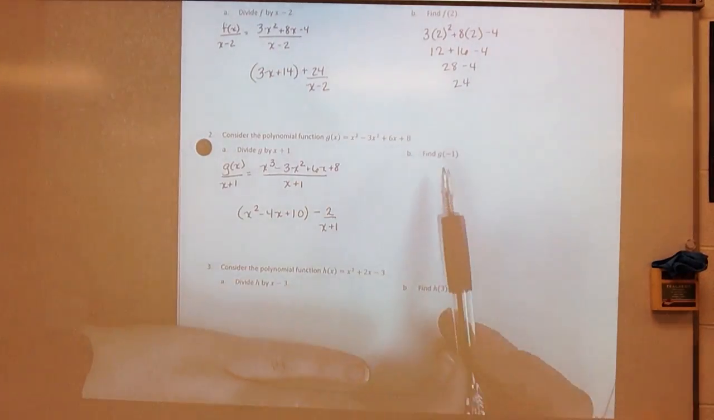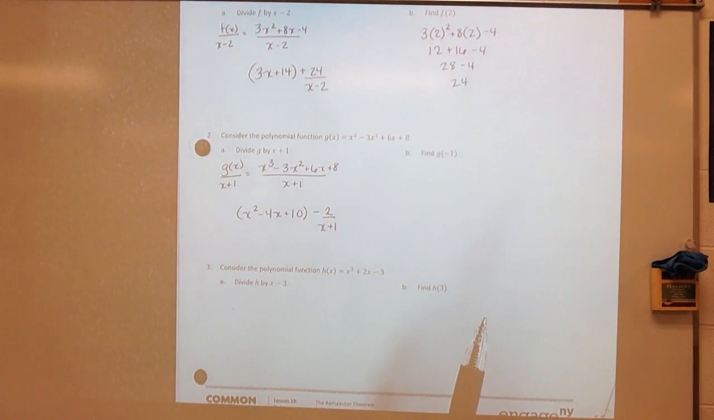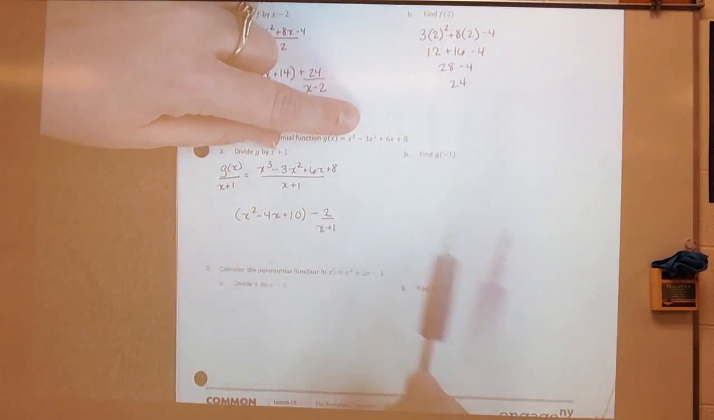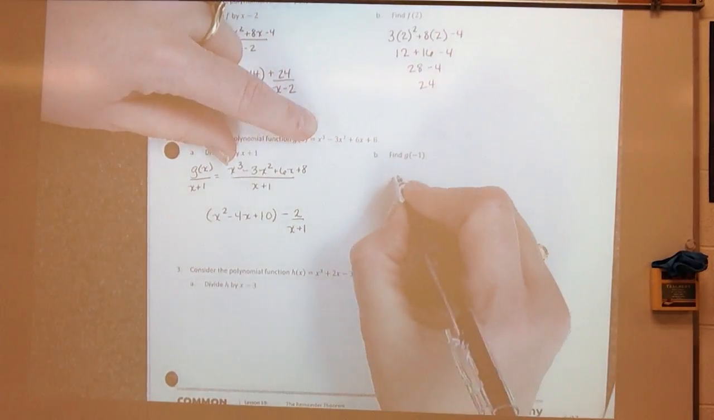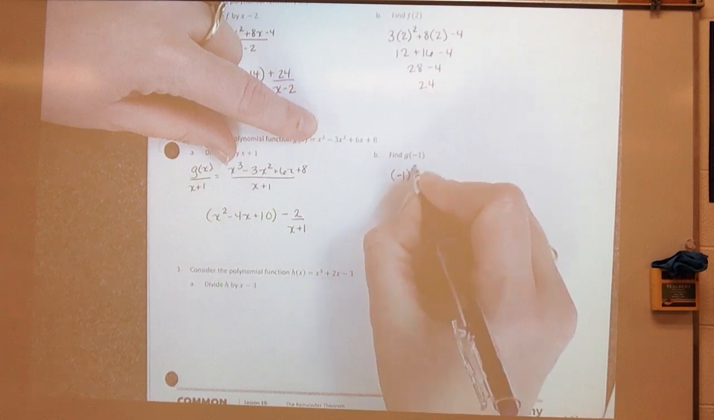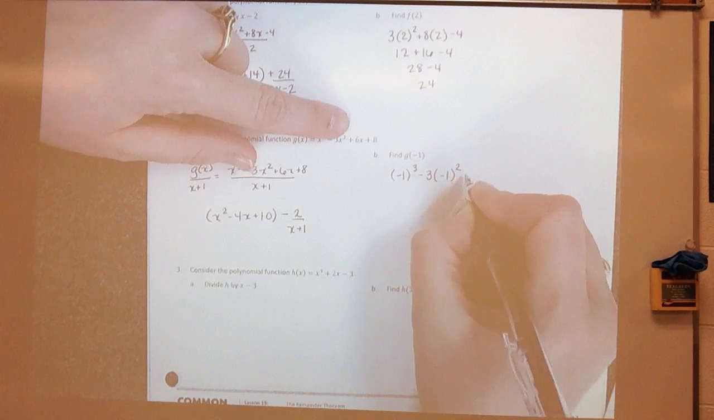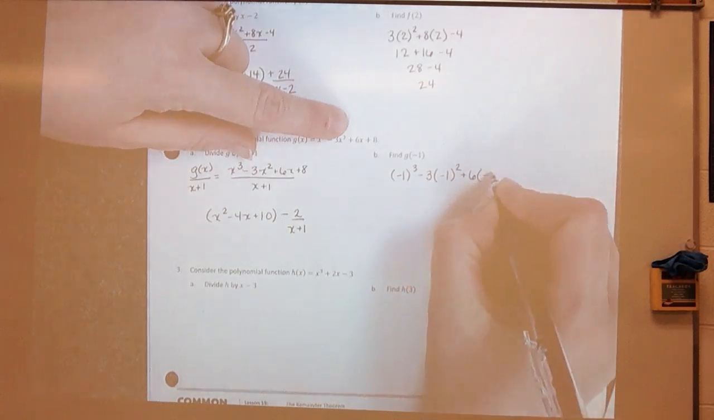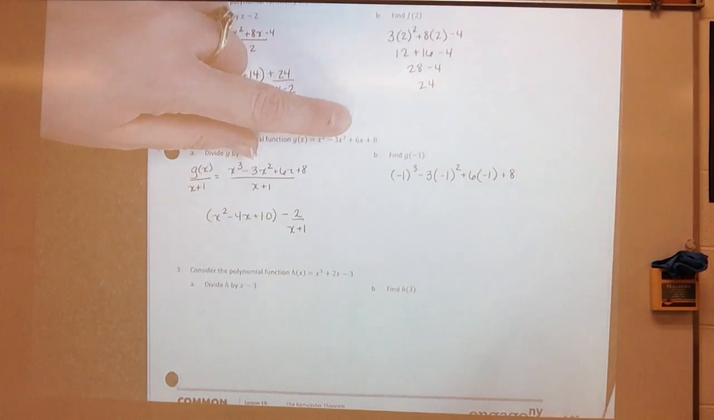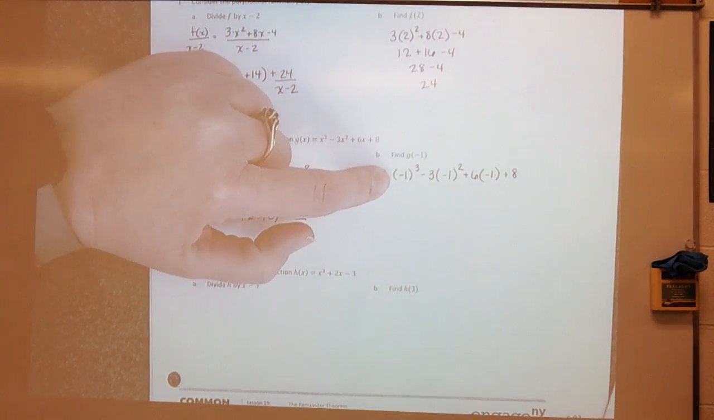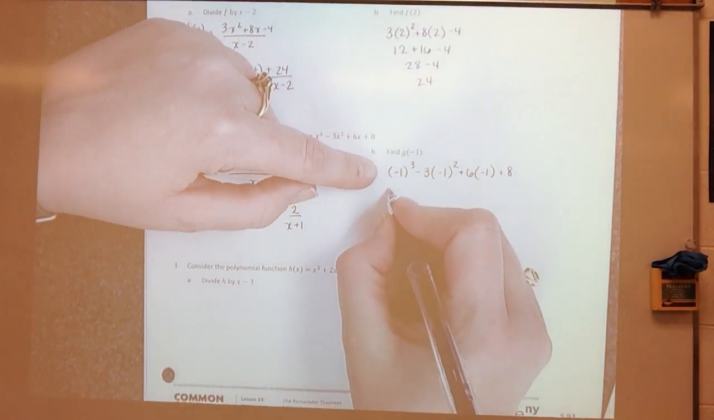So now it says find g of negative 1. So in other words, I want to put negative 1 in for x. So I get negative 1 cubed minus 3 times negative 1 squared plus 6 times negative 1 plus 8. Negative 1 cubed is negative 1.